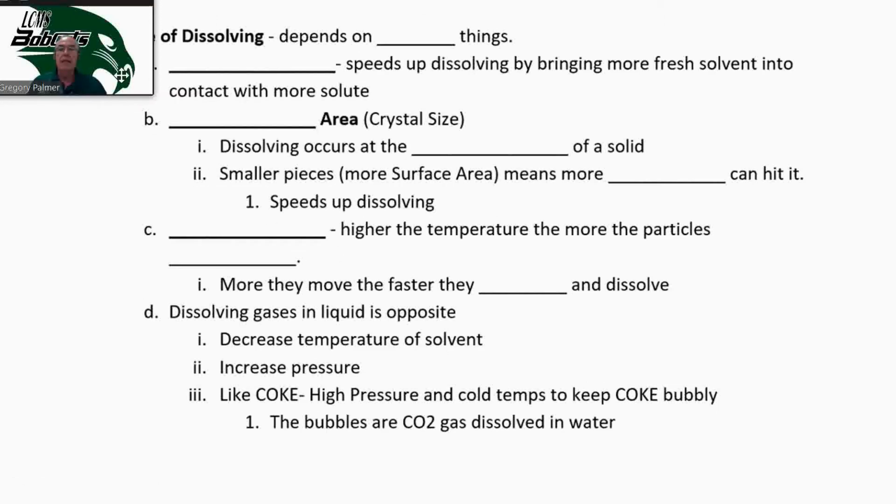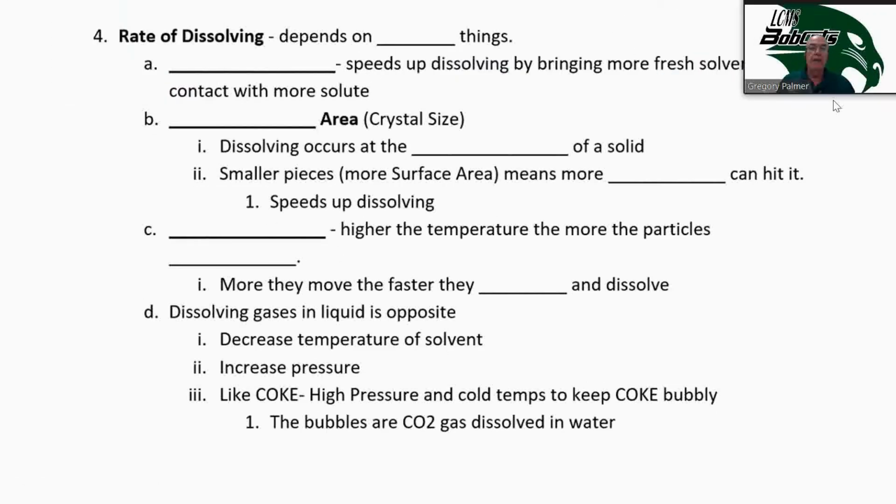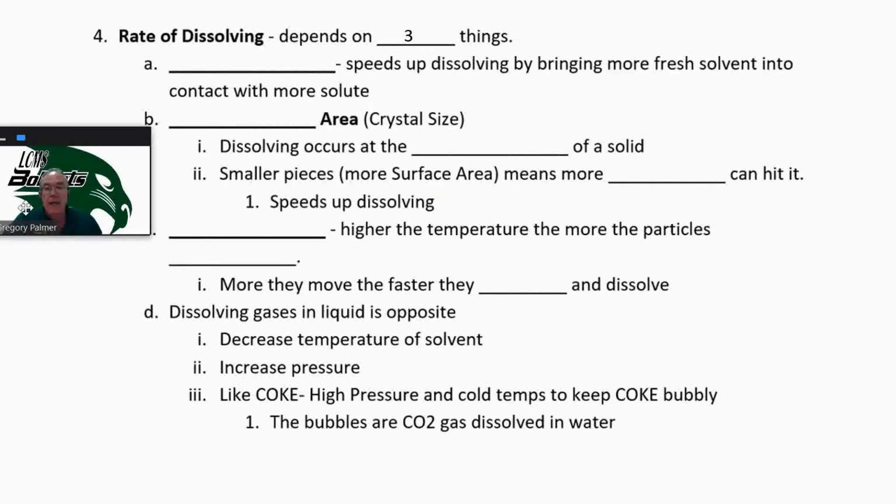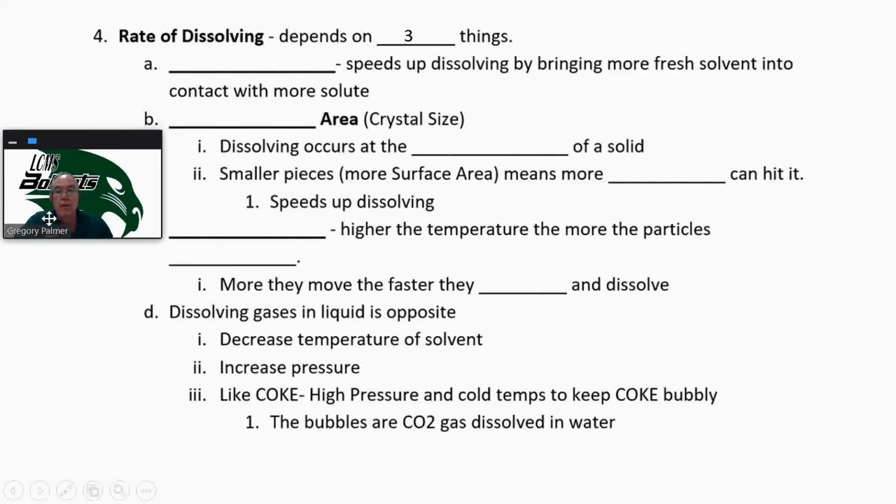Okay, so that kind of leads us up to this part. What affects the rate of dissolving? Well, there's three things that speed up the rate of dissolving. Most of them, you already know this, like they just showed us. Stirring speeds up the dissolving by bringing more fresh solvent into contact with the solute.